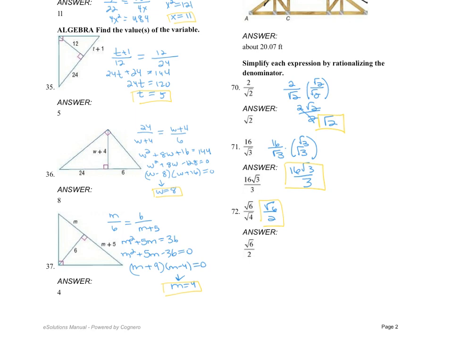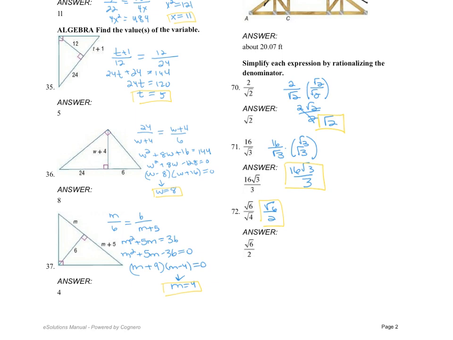For number 37, altitude problem, so there's 6 and 6, and then m and m plus 5. And so when we cross multiply here, we get m squared plus 5m equals 36, so we get a quadratic. I'm going to have to set this equal to 0, which means take 36 over, and then I'm going to have to factor it. And when I factor it, keep in mind that for this particular type of problem, I'm only interested in the positive root. So the positive answer there is m equals 4.